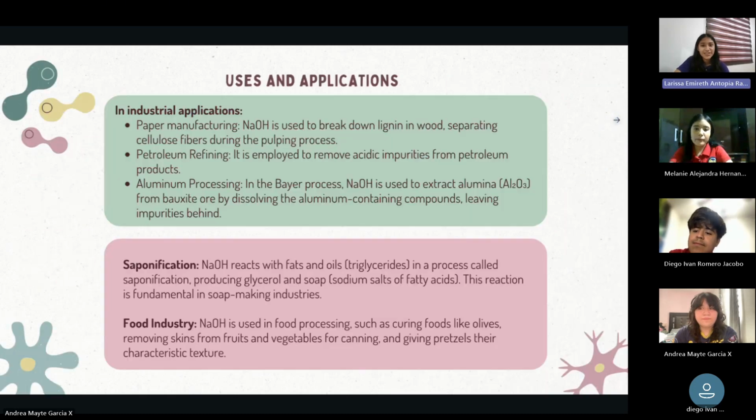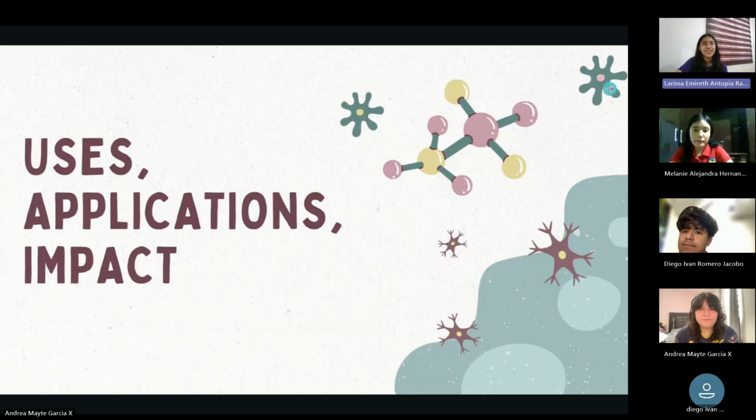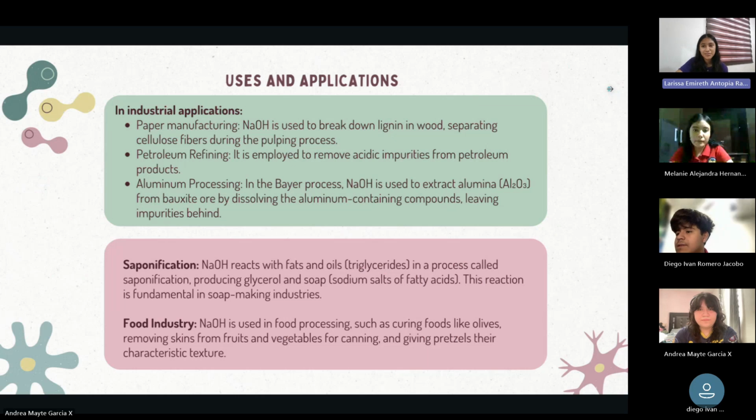I'm going to talk about its uses, applications, importance, and also its environmental impact, because sodium hydroxide is a very versatile and widely used chemical in many industries. In the paper industry, it is used to break down lignin in wood, helping separate cellulose fibers during the pulping process. In petroleum refining, it removes acid impurities from petroleum products.